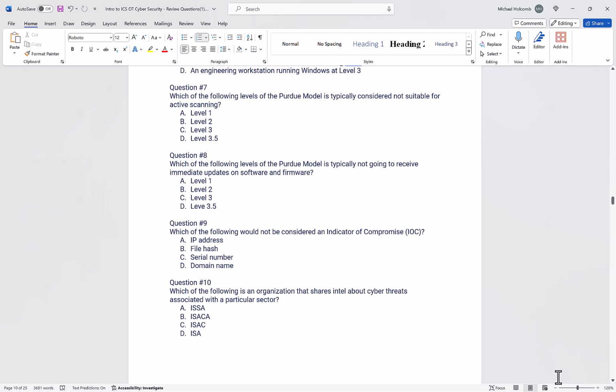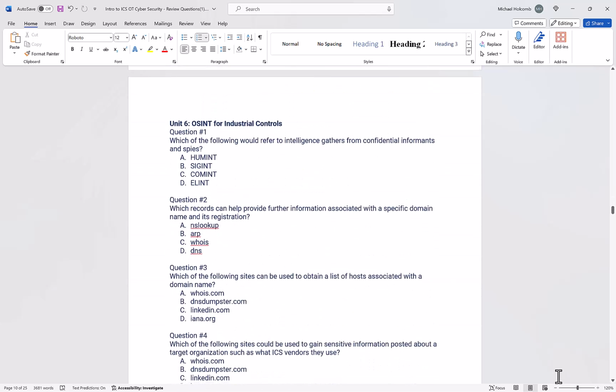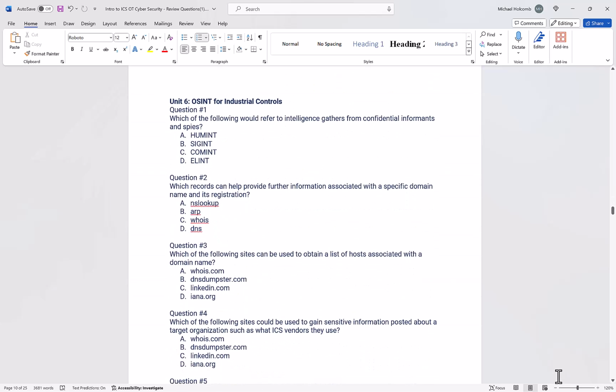But, all right. So Unit 6 is talking about using open source intelligence to find out information about our OT environments. In particular, do we have any assets exposed directly to the internet that an attacker could take control over and use as a foothold on the OT network?